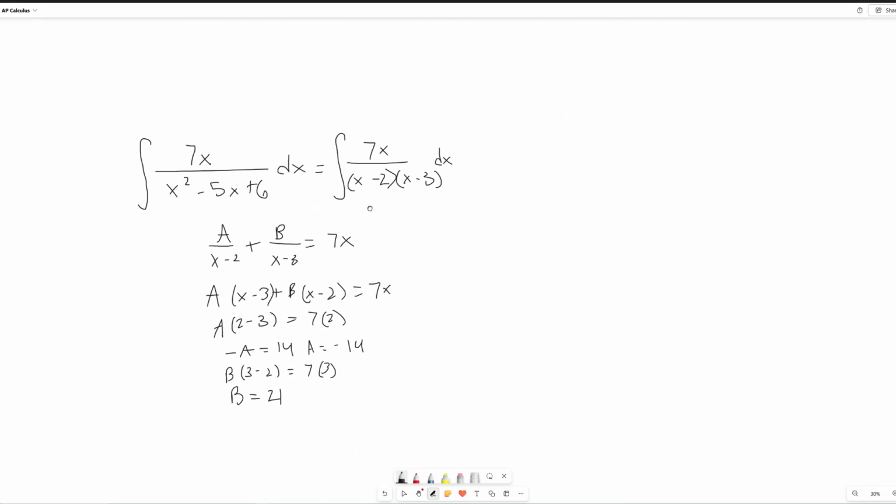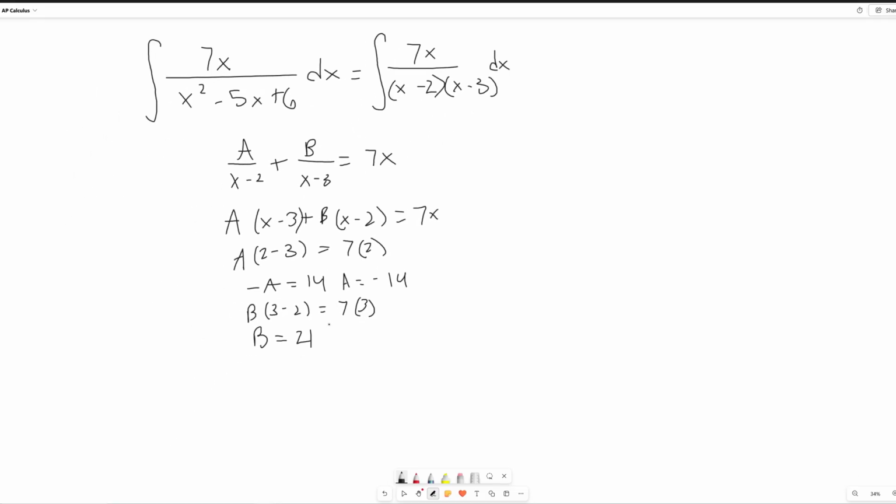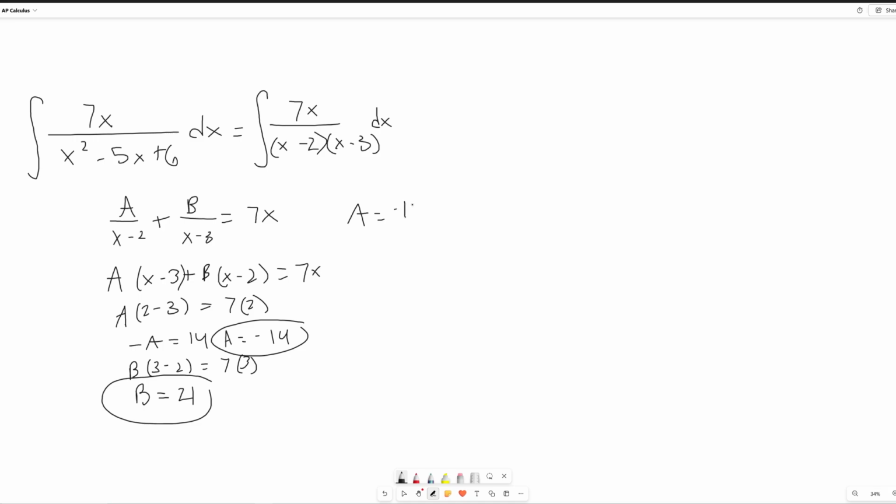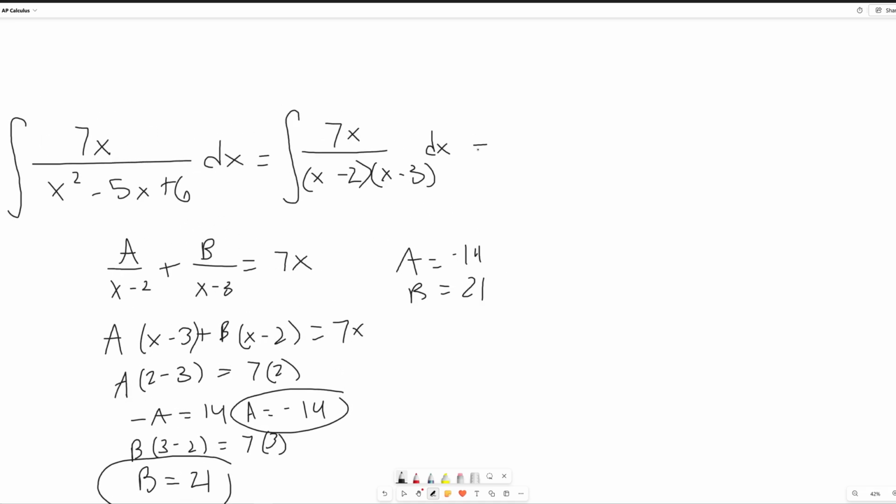So we can add another equal sign. We can bring this up and this up. So a equals negative 14. B equals 21. So now we sub this a value into here. We sub this b value into here.